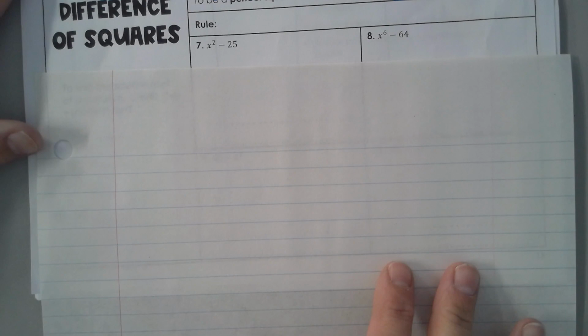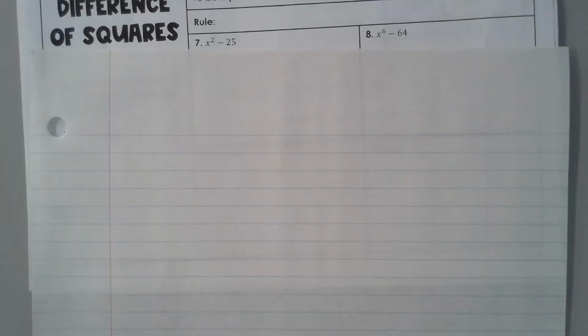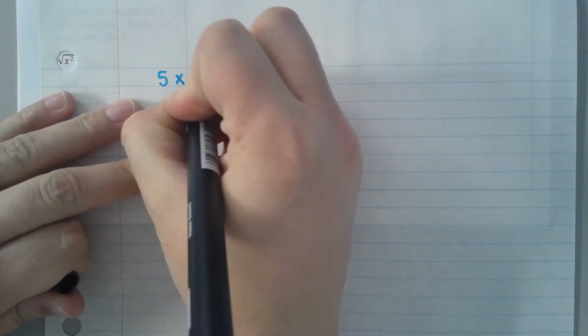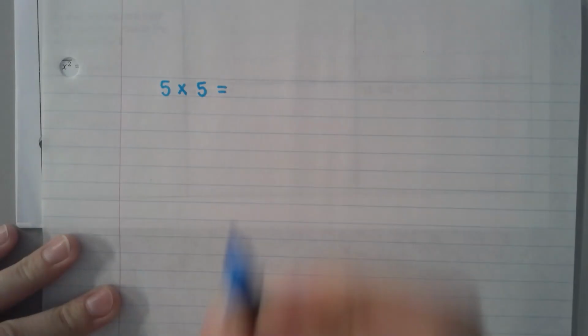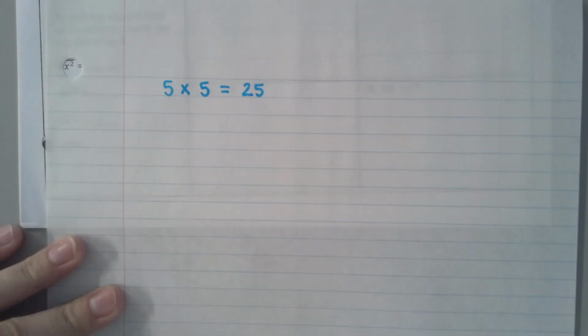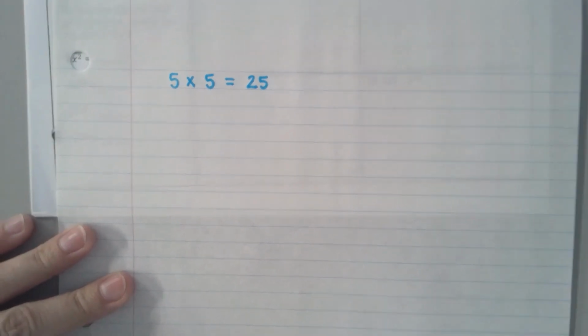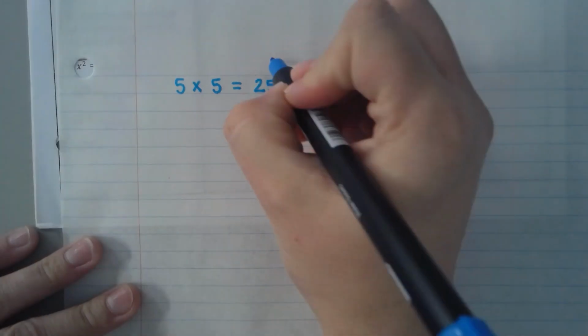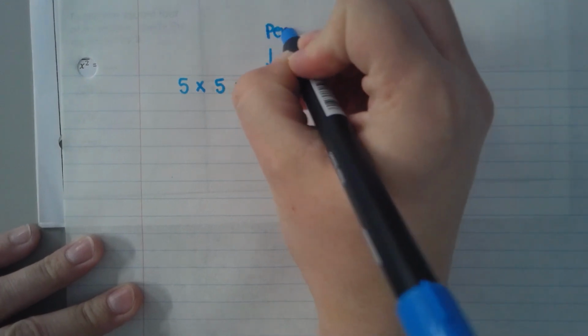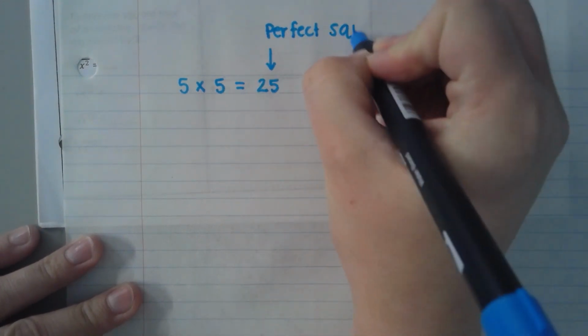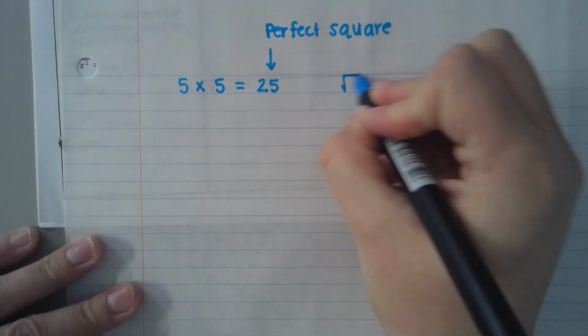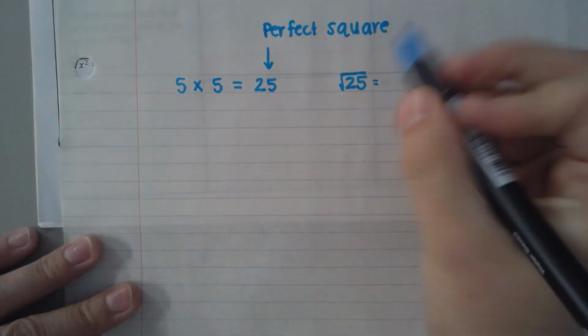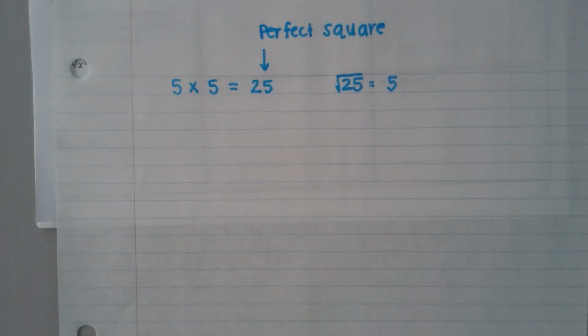Before we get started, I'm going to review what it means to be a perfect square. So, if I have 5 times 5, what does that equal? 25. This number is a perfect square. If I take the square root of 25, I get 5. That's what it means. 5 times 5 is 25. So the opposite of that, taking the square root.